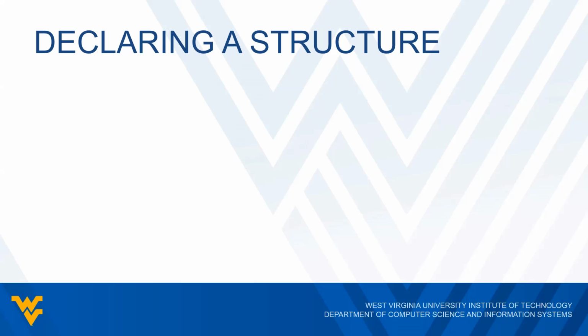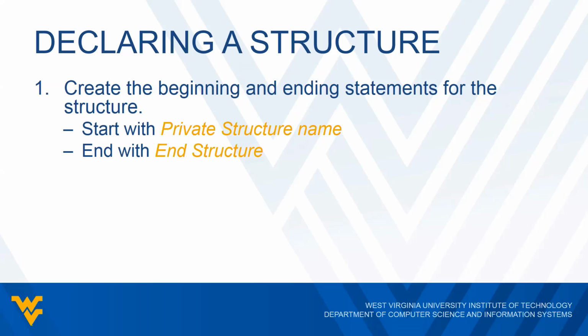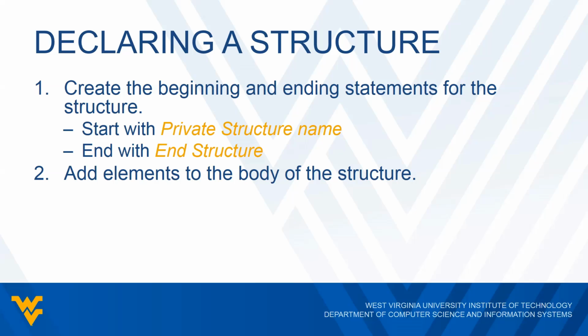So how do we declare a structure? Well, it's pretty simple actually. The first step is we need to create beginning and ending statements for our structure. The way we do that is we would start with the line Private Structure name, and then we would end it with End Structure. Similar to what we've seen with other structures like if-then statements and loops, where we would have some words to indicate the beginning and then some words to indicate the end. So we would start with Private Structure name, where name is whatever we call this structure, and then we would end with End Structure.